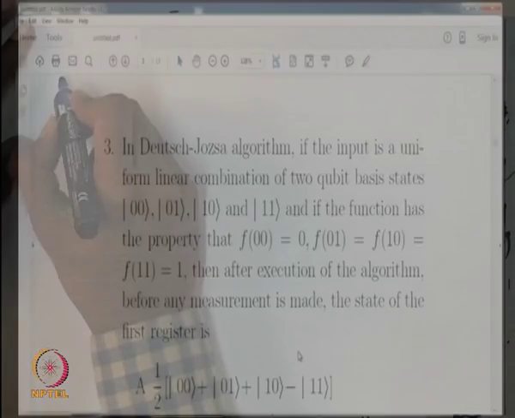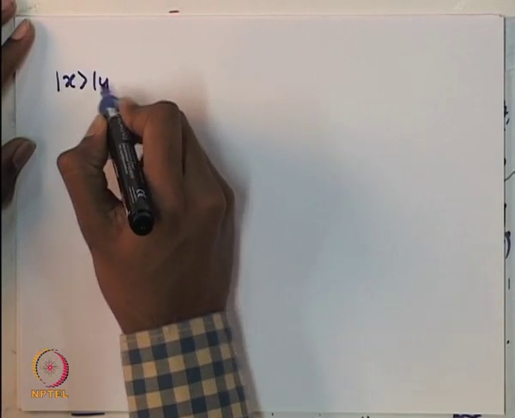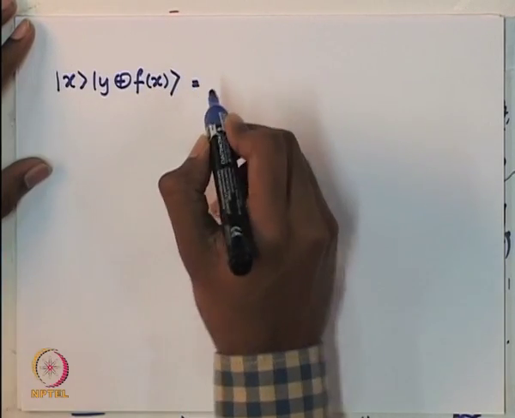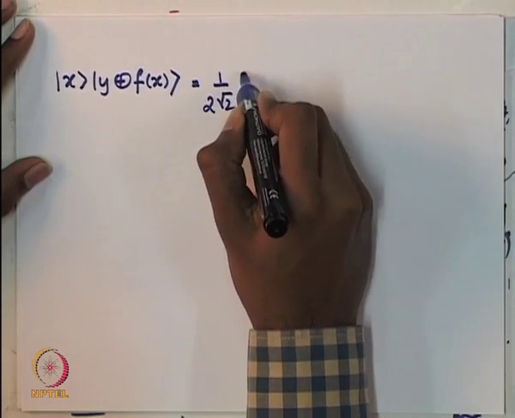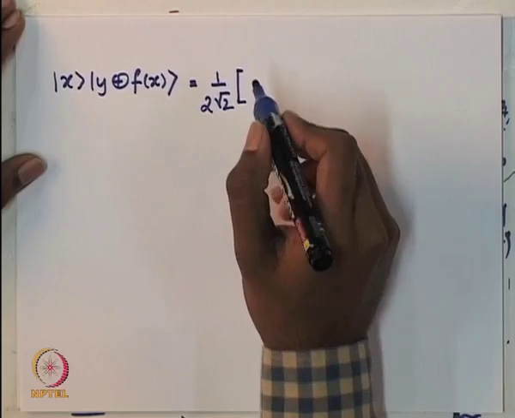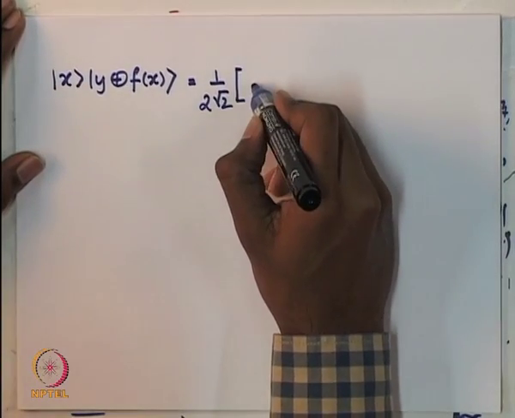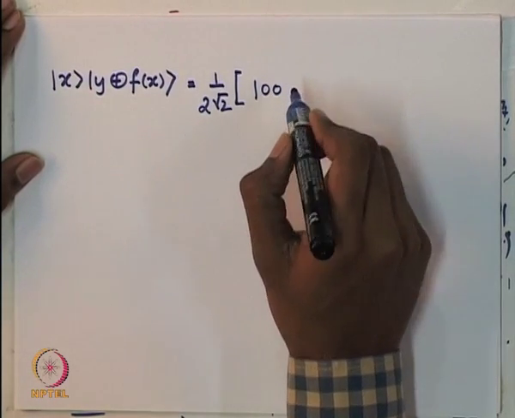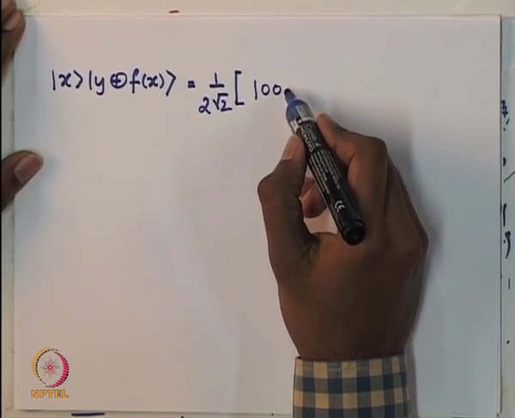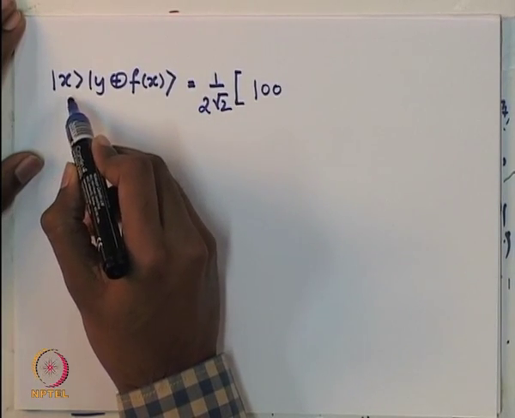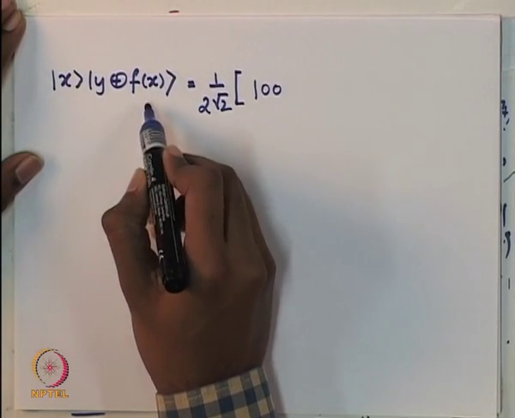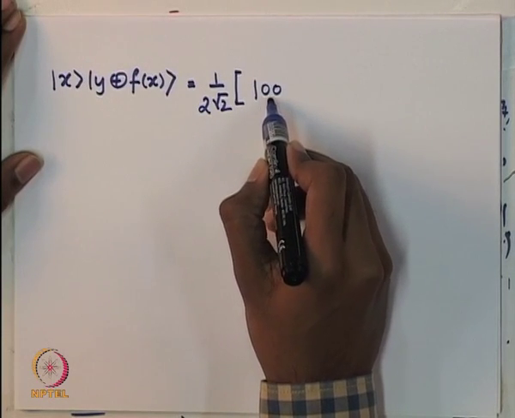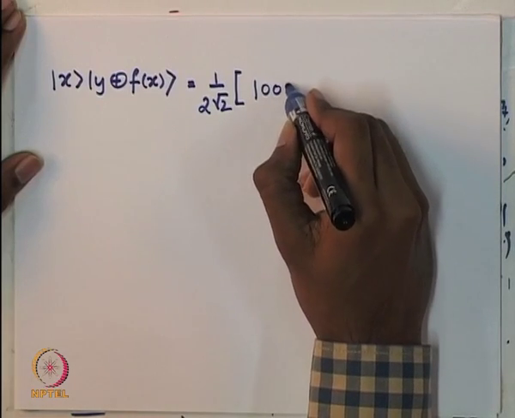Now the output of the oracle: the first state previously is 0 0 0. As we know, in the output the first two qubits are the same, but the third qubit changes according to this function. We have here y as 0 and f of x, which is f of 0 0, as 0. So 0 XOR 0 would give 0.